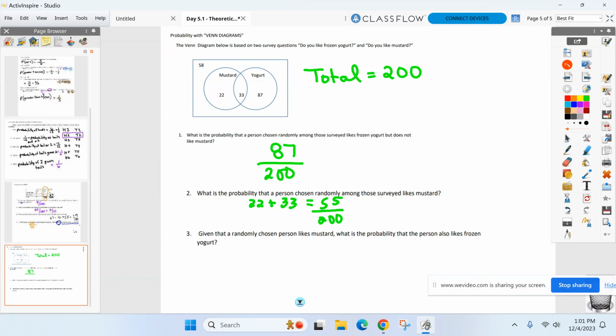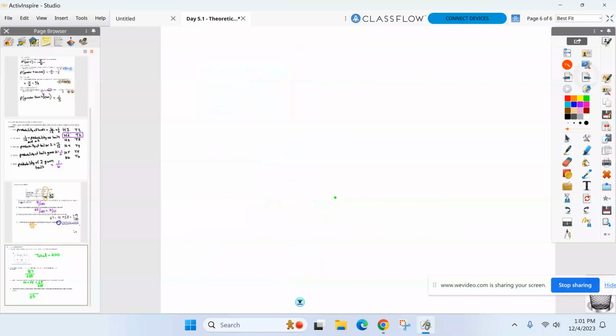Given that they like mustard already. So this ain't going to be out of 200, is it? How many like mustard? 55. What's the probability they also like frozen yogurt? So now we're just looking at those two. So out of those 55, 33 of them also like frozen yogurt. Right? I think that's ball game.